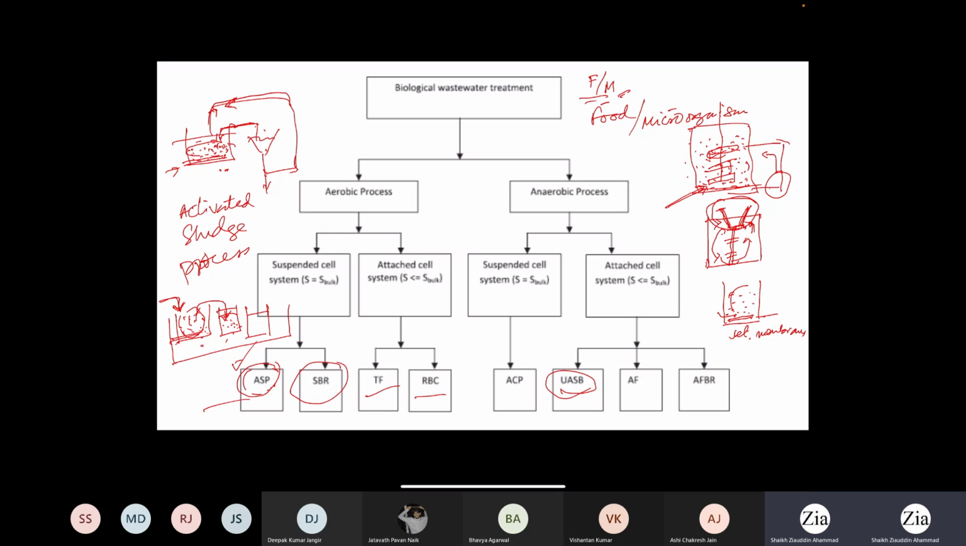Similarly, the suspended anaerobic system is very similar to the CSTR or SBR. The only difference is that they will be completely covered, and they will not have any aeration line. Mixing is mostly done by agitation, so you will have a stirrer instead of a sparger, and you do mixing in the anaerobic contact process. The remaining reactor configurations we can discuss in the next class.